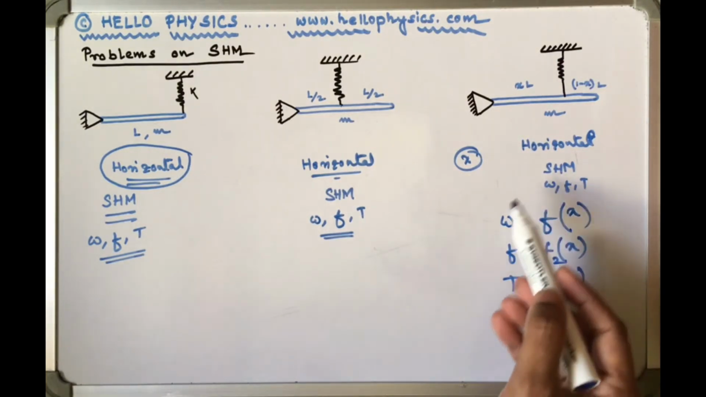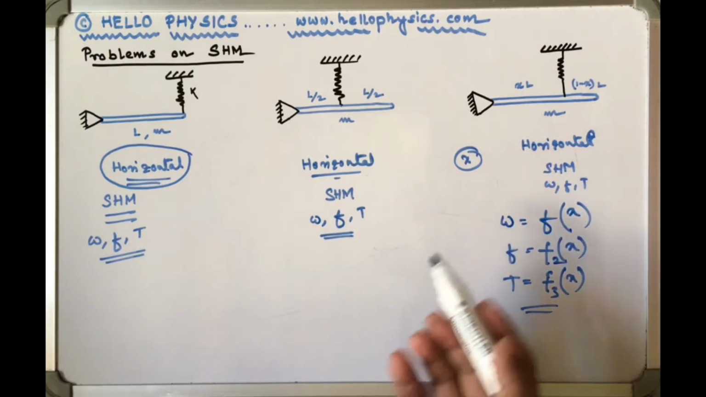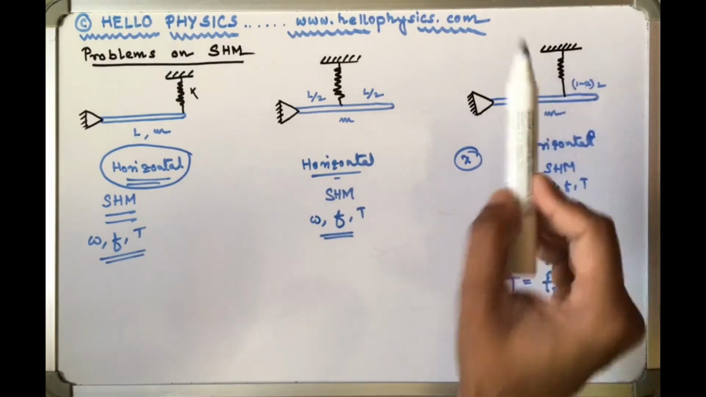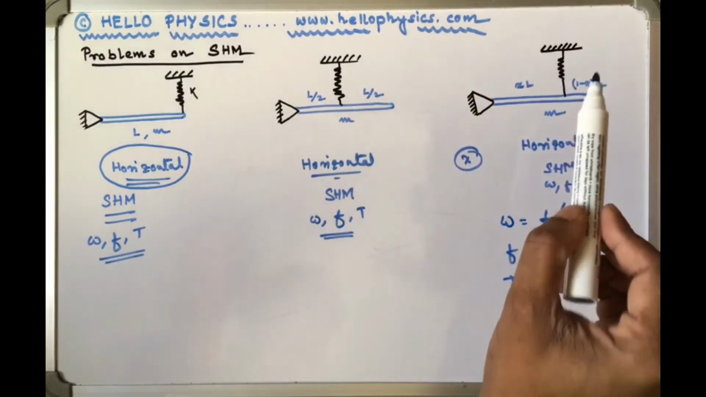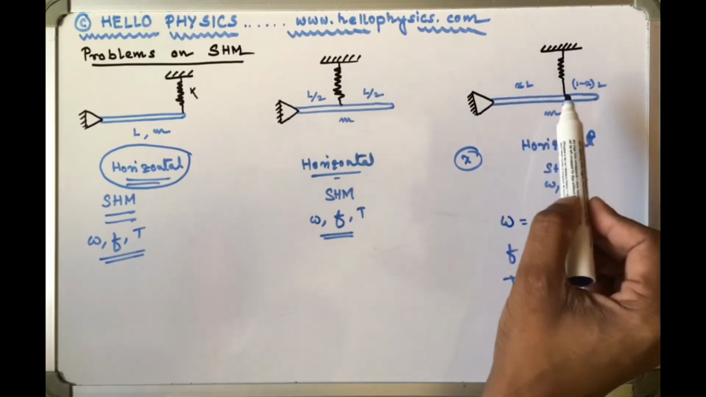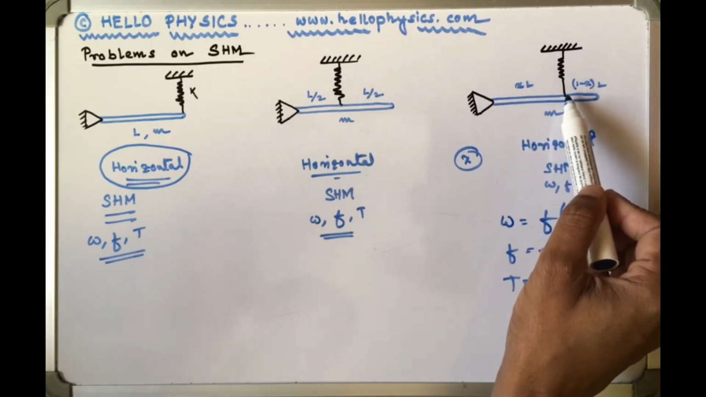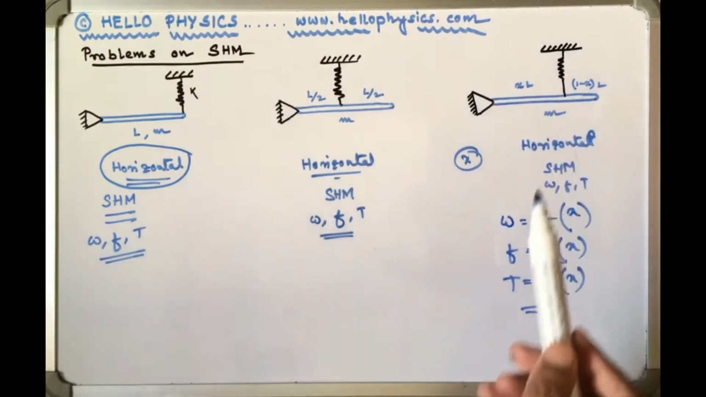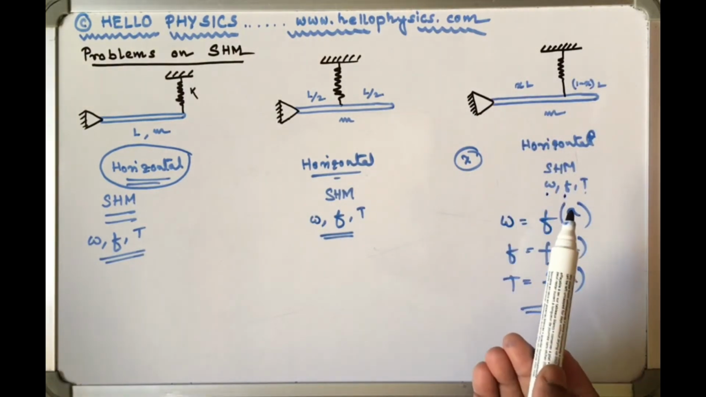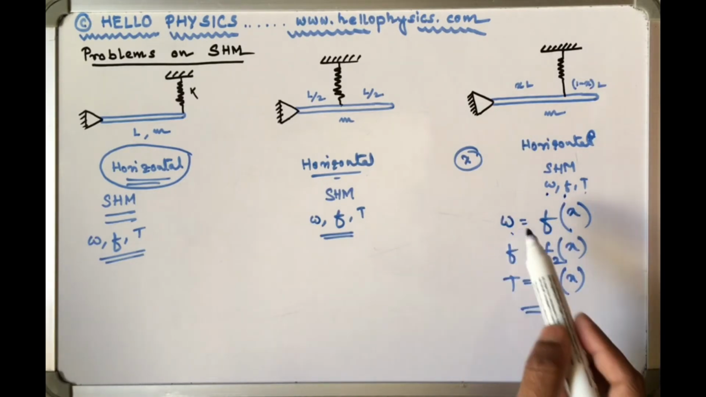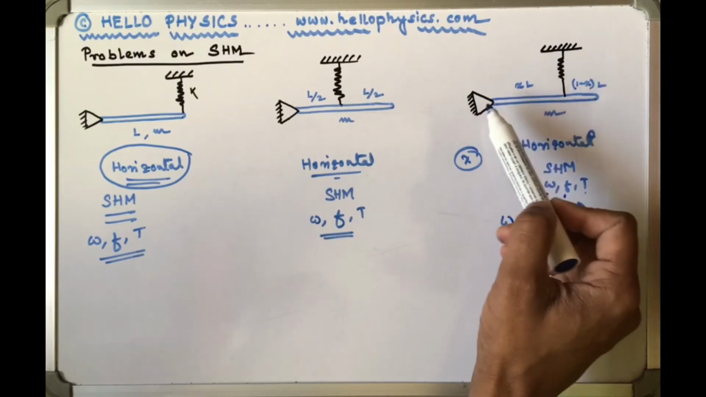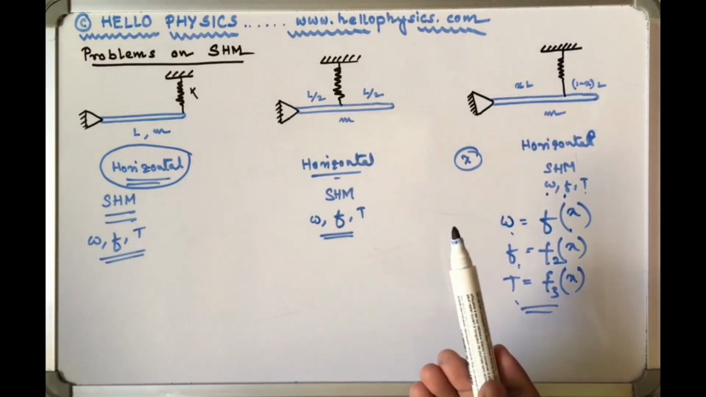You have to evaluate this function and comment how omega, F, and T changes as x changes. Basically, the point where the spring is connected to the rod, that is a variable over here. As the point of suspension keeps on changing, omega, F, and T possibly would keep on changing. You have to find out how omega, F, and T changes as the point of suspension is changed.